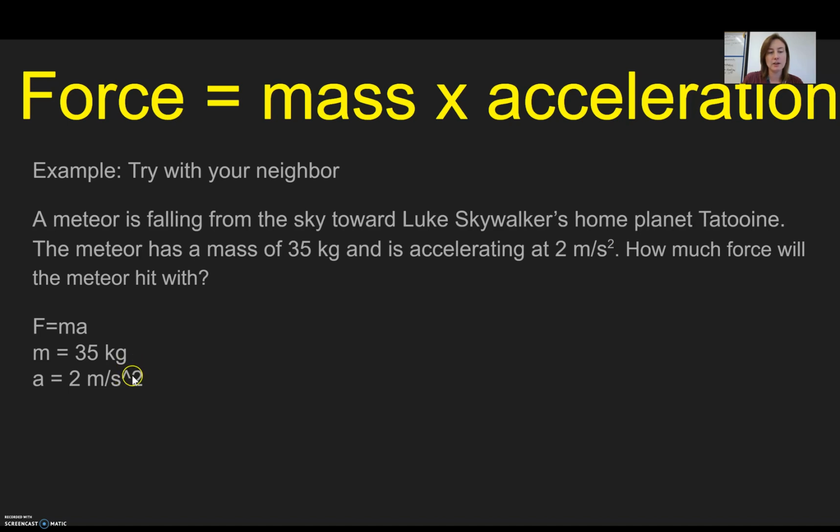Again, to type that little caret, you type shift 6. So you type 2 m/s, shift 6, and then another 2. And the caret means that the 2 is small in the corner.